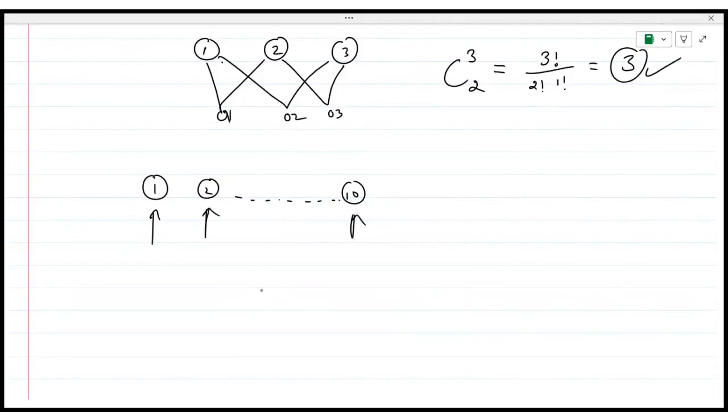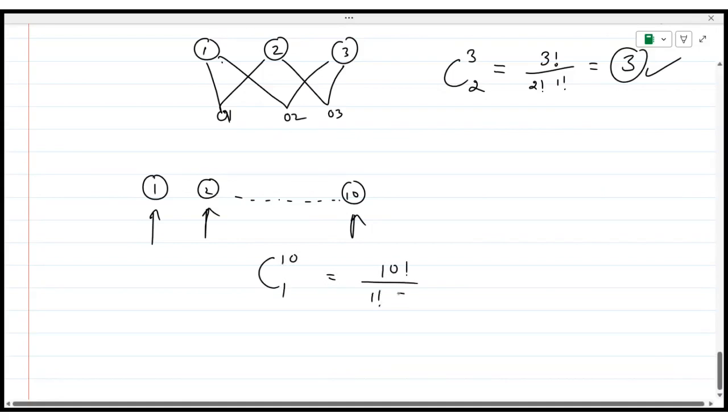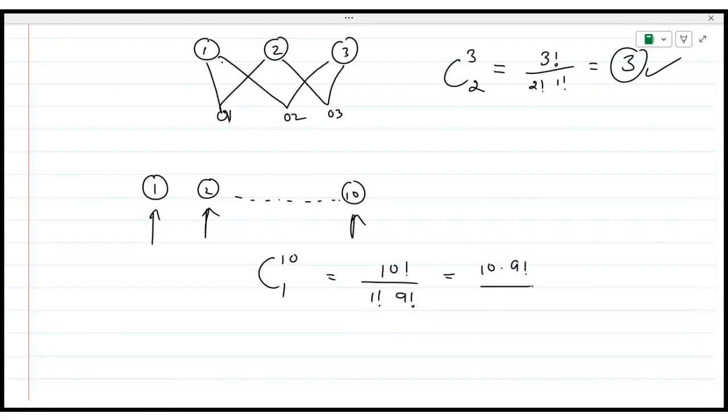Or we can do it like 10C1. If you find the value of 10C1, that is 10 factorial divided by 1 factorial into 9 factorial. If you open this 10 factorial, you can write it as 10 into 9 factorial divided by 9 factorial. 9 factorial and 9 factorial cancel out, so you get 10.